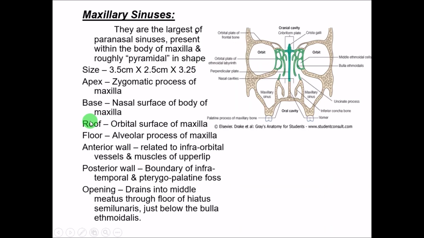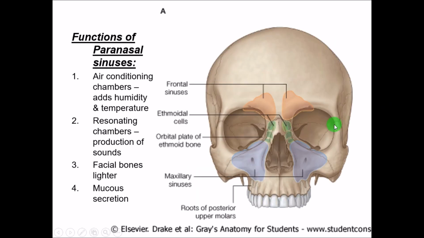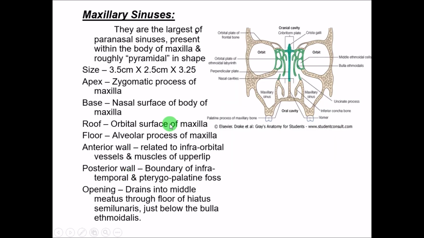Then the roof is toward the orbital surface of the maxilla. The orbital surface of the maxilla will be forming the roof. This is the roof, and the floor will be here. The floor will be the alveolar process of the maxilla. So this has an apex, a base, a roof, as well as a floor. This is the apex, this is the base, this is the roof, and this is the floor.